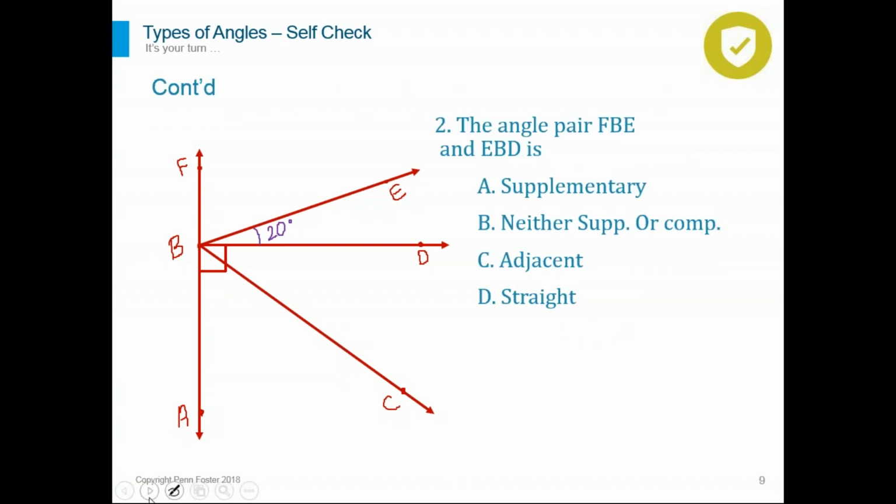Okay, let's see the next question, the same figure, and this time it's asking us to find another answer. The angle pair FBE, so this angle, and EBD. EBD is what? Supplementary, neither supplementary or complementary, adjacent, or straight. What do you think? Before I change my screen, look at the figure. These two angles are what? The best answer from the four given is what?